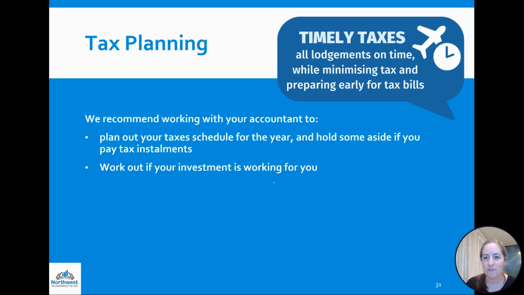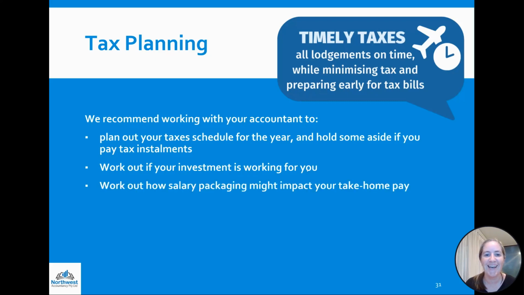Work out if your investment is working for you. So if you've got a negatively geared property and you're not sure if it's working for you, then use the tax planning meeting to actually go and work out whether it's making money for you or not. Work out how your salary packaging might impact your take-home pay. So you can do those calculations with your accountant. Work out if you want to set up a business, what would that look like?